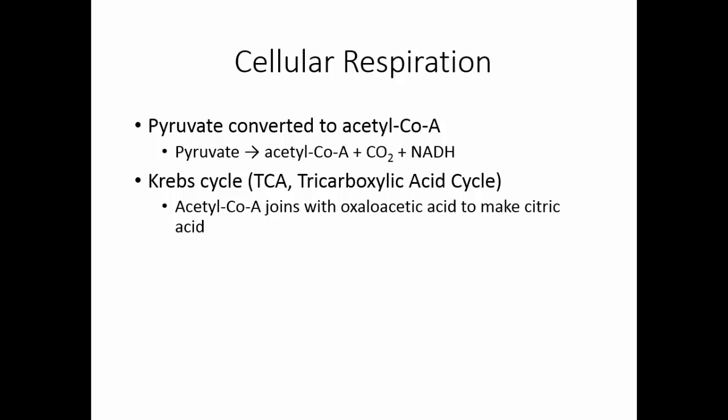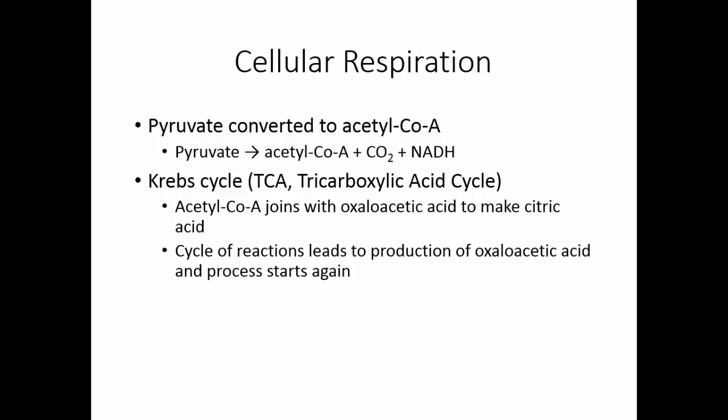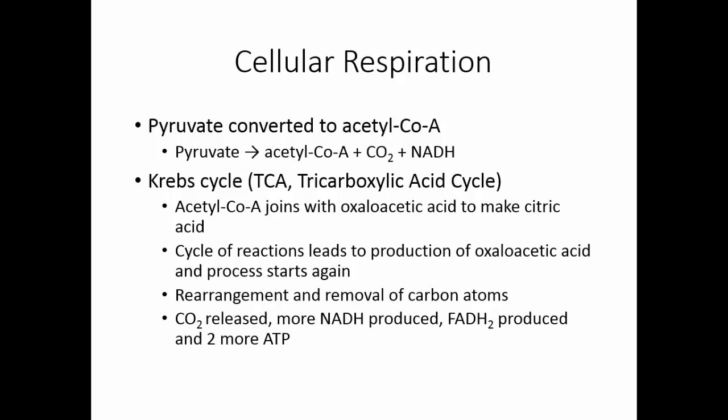Acetyl-CoA will join with a 4-carbon molecule called oxaloacetic acid to make the 6-carbon molecule citric acid. What happens then is a cycle of reactions where we break off some carbons, we rearrange carbons, and we get back to oxaloacetic acid again and just start the process over. It is literally a cycle of repeating reactions. As a result, we rearrange and remove some carbon atoms. We get some more carbon dioxide released. Because we have broken bonds and liberated electrons, we need to reduce some of these electron carrier molecules. We use NAD again, but we also use FAD, and we get 2 more ATP out of this deal.